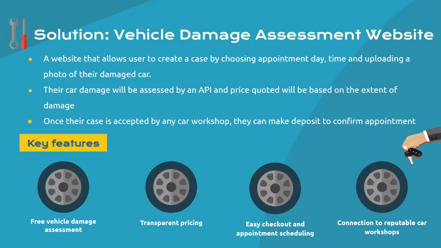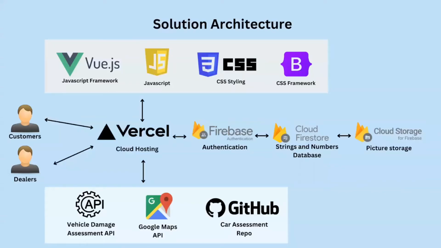This is a website that allows users to create a case by uploading a photo of their damaged car. The damage of the car will be assessed by an API and a price will be quoted based on the extent of damage. The car workshop can assess the case on this website and decide if they want to accept it. Next slide, please. This is an overview of what we use to create our solution.